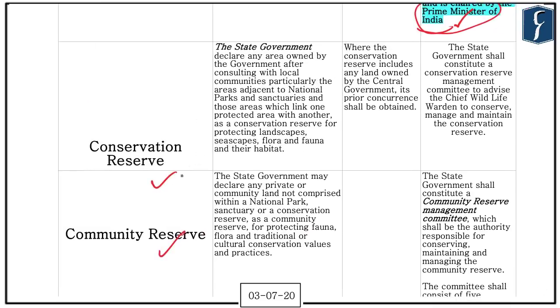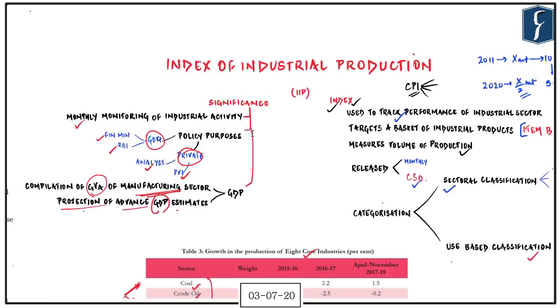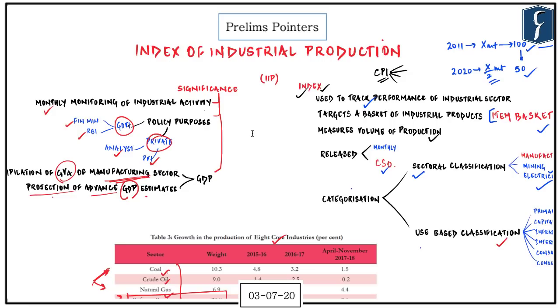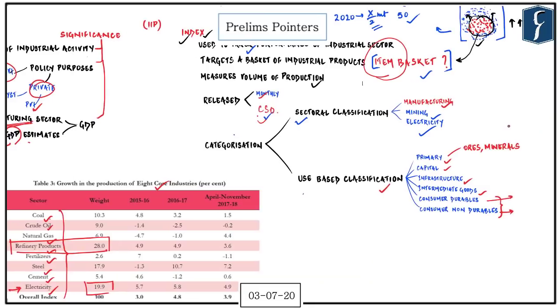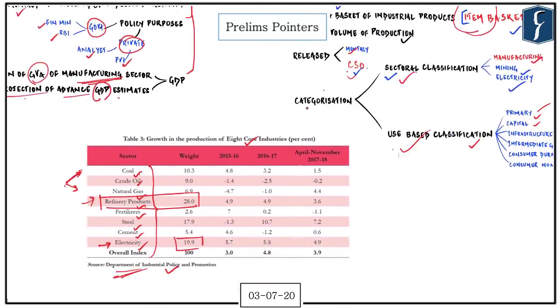We have not discussed conservation reserve as well as community reserve. You can read in the PDF the details about them, but they are not that important as compared to national parks and tiger reserves. Now it's time for us to take up the summary from the perspective of the prelims examination. From the discussion on the index of industrial production, it is important to keep in mind that it is monthly data released by CSO. What is the meaning of the basket? What are the two kinds of classification as far as sectoral and use-based classification is concerned? Keep in mind the 8 core industries and their weightages.